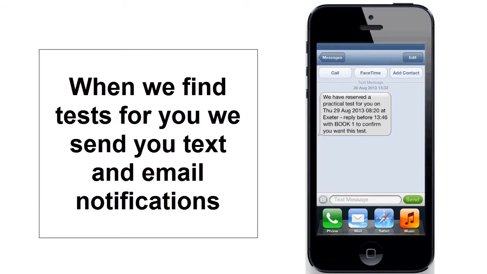Every time we find a suitable test for you, we send you notifications by text and email. We can see in this example that a test has been reserved for a customer on Thursday the 29th of August 2013 at 8:20 in the morning at the Exeter Test Centre. If the customer wants to book this test, they must reply to this message with Book 1, and they need to do so before 13:46.